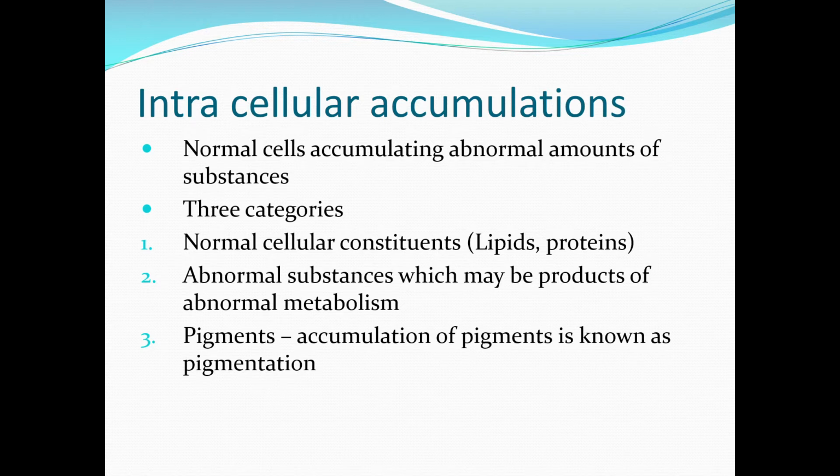Inside the cytoplasm, the constituent may be a normal cellular constituent, that is lipid and protein, or abnormal substances which may be a product of abnormal metabolism, and there can be a pigment. So these are the things we can see inside the cytoplasm. They are known as intracellular constituents or intracellular accumulation, when they are in excess or when their presence is abnormal.